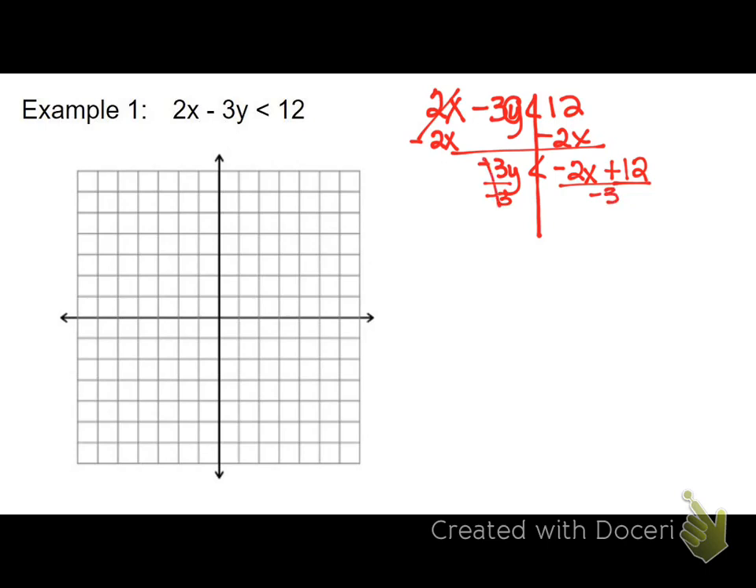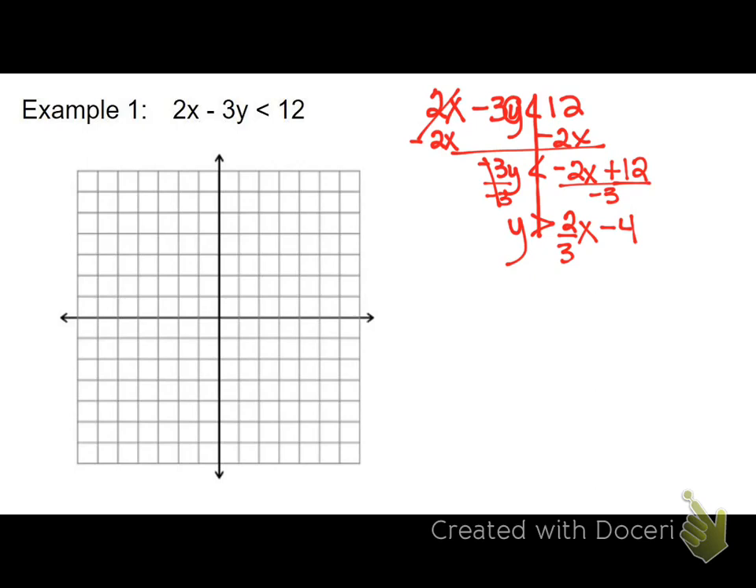Okay. So now, when I divide by a negative, what happens to my inequality sign? Okay, so flip your inequality sign. And then we're going to take negative 2 divided by negative 3. I can do that, but I'm going to get a decimal, right? So we're going to leave it 2 over 3, and it's a positive because 2 negatives equal a positive. So we have 2/3 x. And then I take positive 12 divided by negative 3 and get? Okay. So now we graph this.